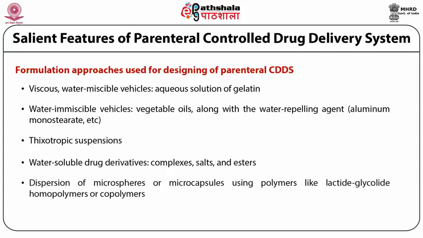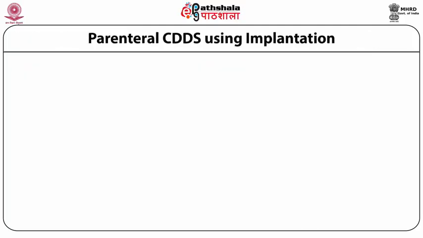Dispersion of microspheres or microcapsules using biodegradable polymers, including lactide, glycolide, homopolymers or copolymers, can also be used. Then there can be an approach where co-administration of vasoconstrictors can help the release of a drug as per the desire of prolonged controlled release through the parenteral route. Another very suitable approach for getting a controlled drug delivery via the parenteral route is using the concept of implantation.